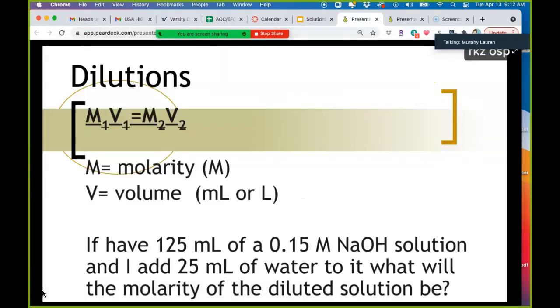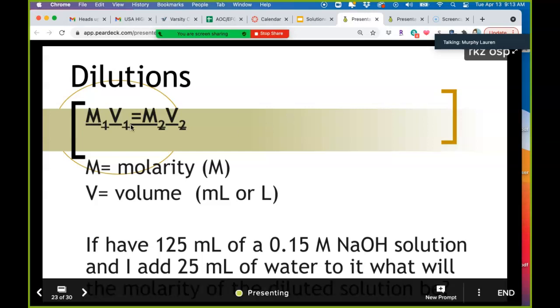So now we need to discuss dilutions. Dilutions happen whenever you mix any two solutions together or whenever you add water to something, okay? And this is the equation for dilutions. M1V1 equals M2V2. You don't need to memorize it. I'll give it to you. Where M1 stands for concentration or molarity. V1 stands for volume. M2 stands for a new molarity. And V2 stands for a new volume. So starting ones, ending ones.